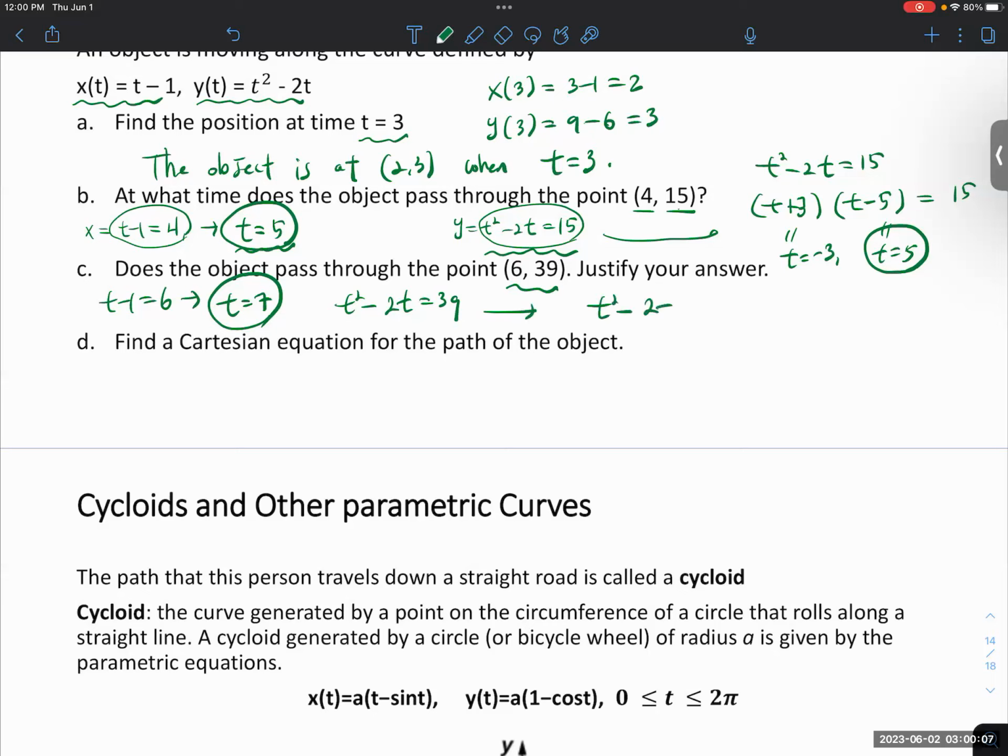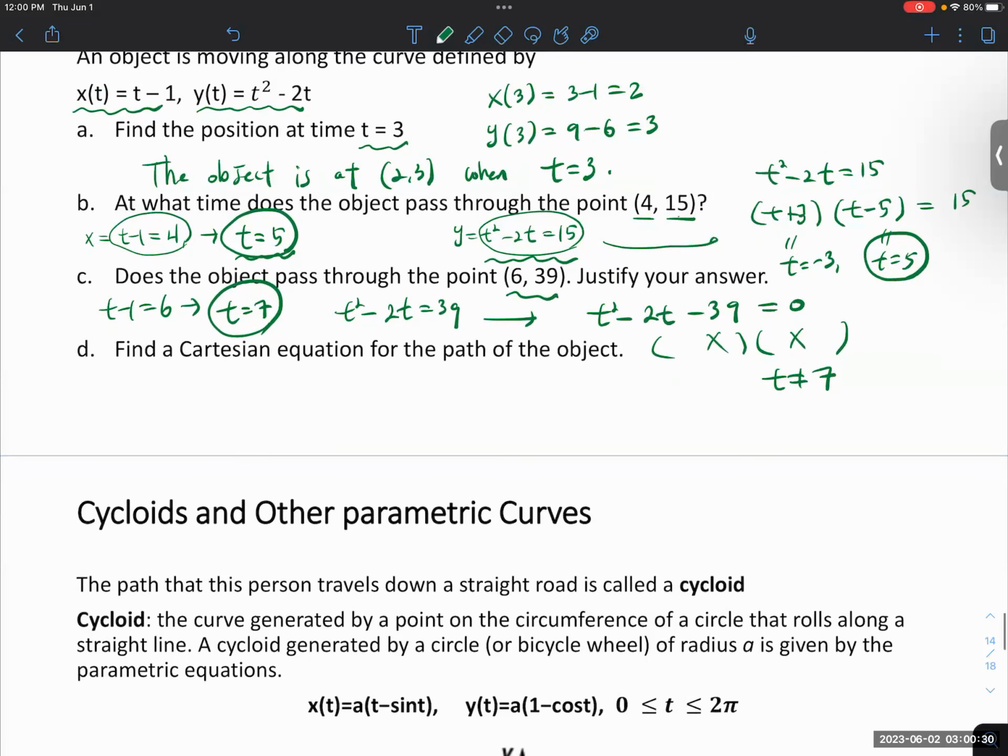We're going to solve it. t squared minus 2t minus 39 equal to 0. Can you factor it? We cannot factor. And when you plug in t equal to 7, it's not going to be 39. So we cannot factor, and there's no t equal to 7 in the second equation. So the answer is there is no t that gives the point (6, 39). We failed. Okay, so very simple question.